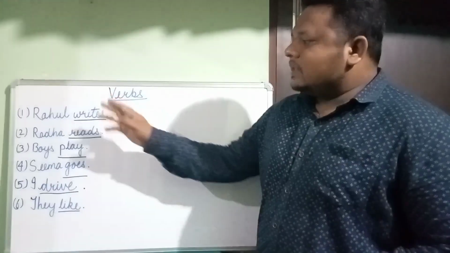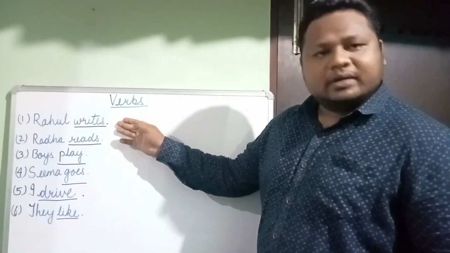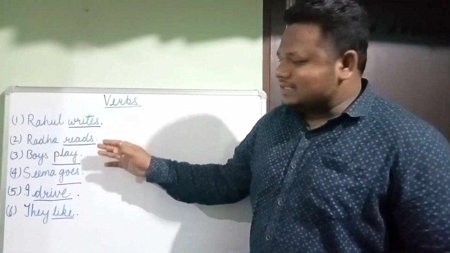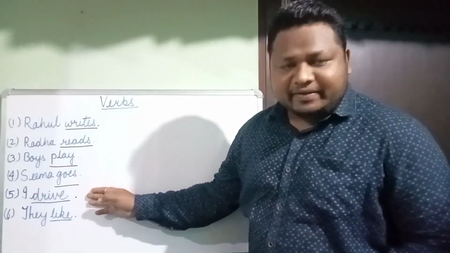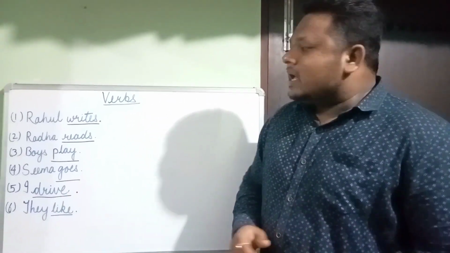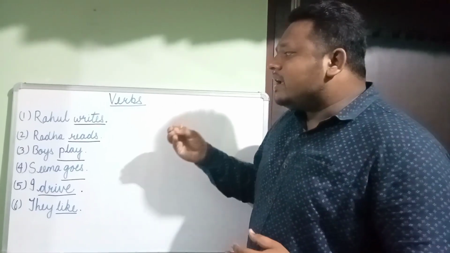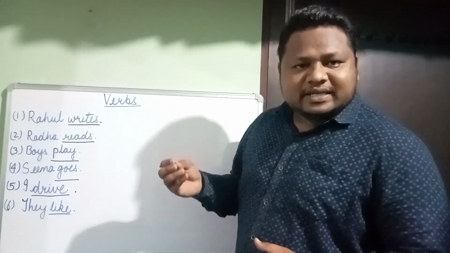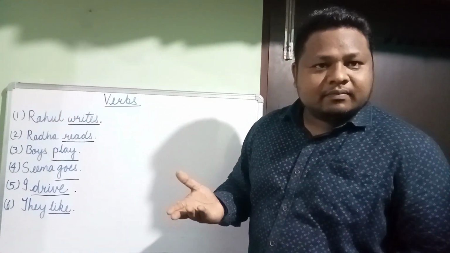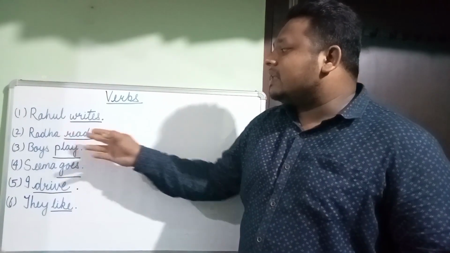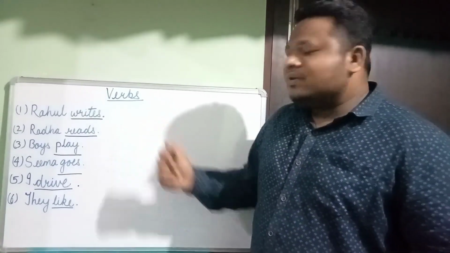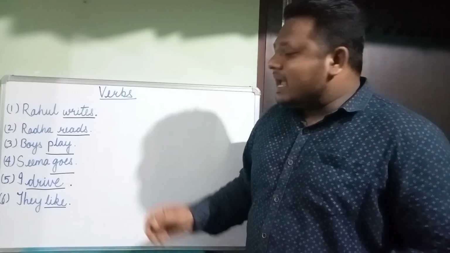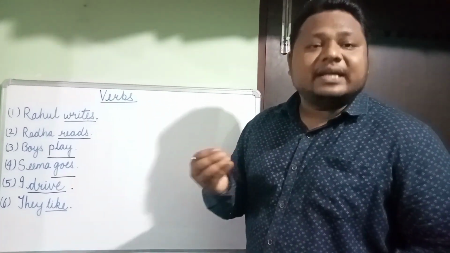Now, let us try to frame these verbs in sentences. Number one, Rahul writes. Verb, writes. Radha reads. Boys play. Seema goes. I drive. They like. Now, in all these sentences, if we put a question, for example, Rahul writes what? We do not have an answer. Radha reads what? We do not have an answer. Boys play what? We do not have an answer. Similarly, in all these sentences, if we put the question what, we do not get an answer.